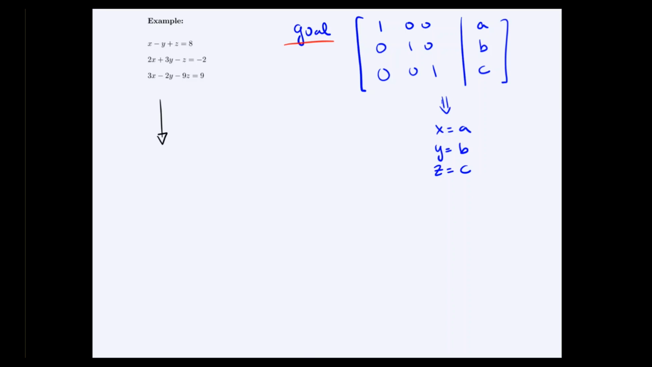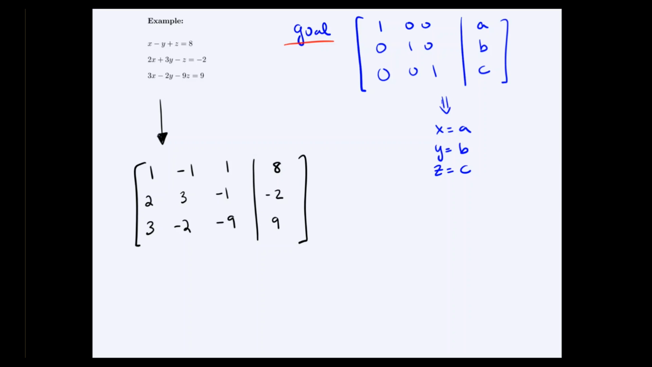We first need to translate this into a matrix. We know each row is one equation, so if we've got x minus y plus z equals 8, that's 1x minus 1y plus 1z equals 8. Next equation goes to the second row. 2x's plus 3y's minus 1z equals negative 2. Next row, 3x's minus 2y's minus 9z's equals 9.